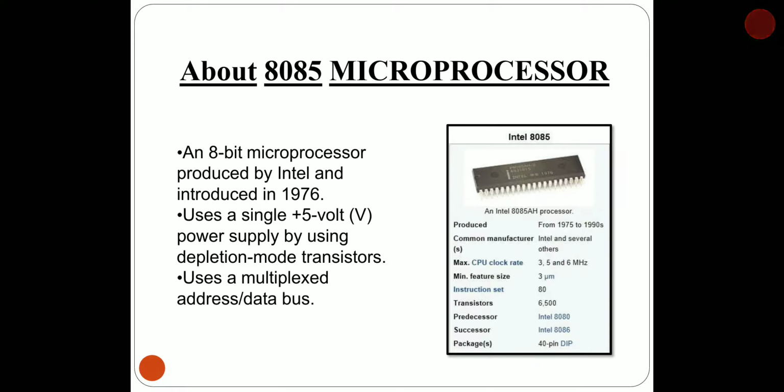About the 8085 microprocessor: it is an 8-bit microprocessor, first produced by Intel and introduced in 1976. It uses a single 5-volt power supply by using depletion mode transistors. It uses a multiplexed address or data bus. If we see the diagram, we can understand how the first microprocessor looked, which was developed by Intel.